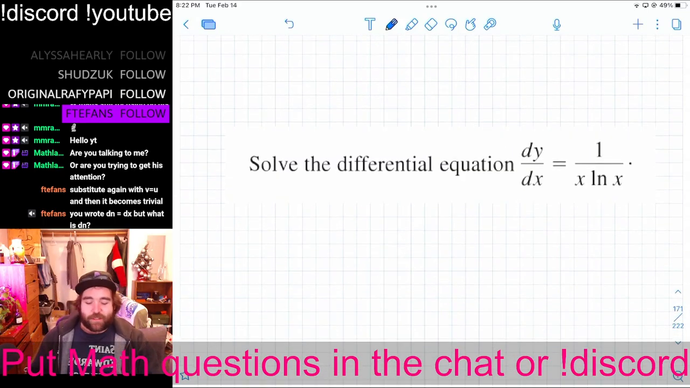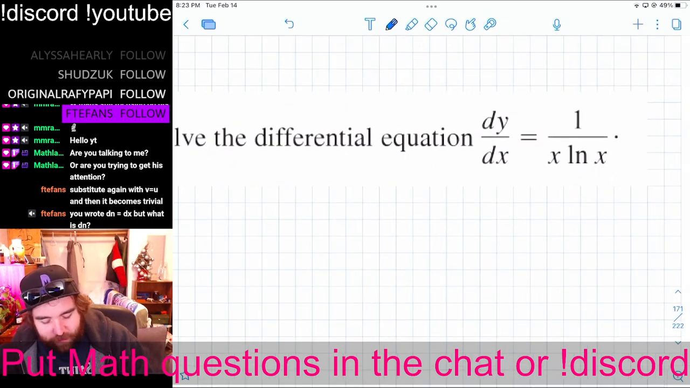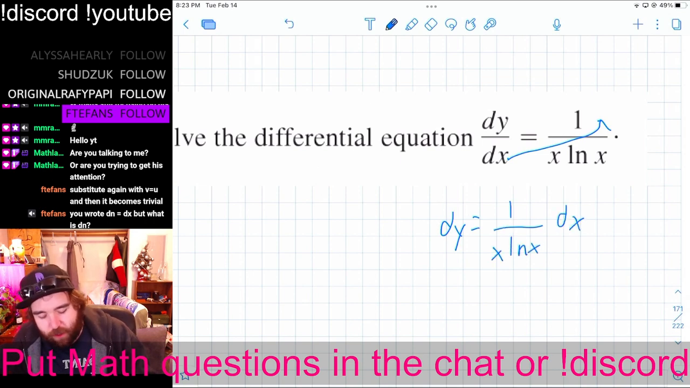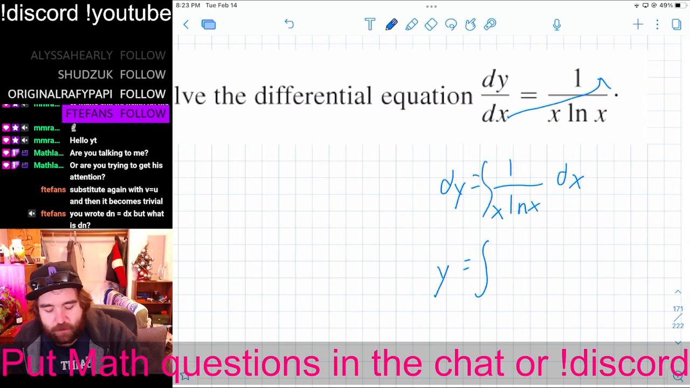We got to solve this differential equation, dy over dx. That just means integrate both sides, right? Just a little weird that it's 1 over. Well, let's think. Actually, that's not weird at all, is it? First off, we're gonna solve a differential equation. We gotta get the dx over here. So we're gonna go dy is 1 over x ln x dx. So now we can integrate both sides, and just get a y on this side, and then all of that.